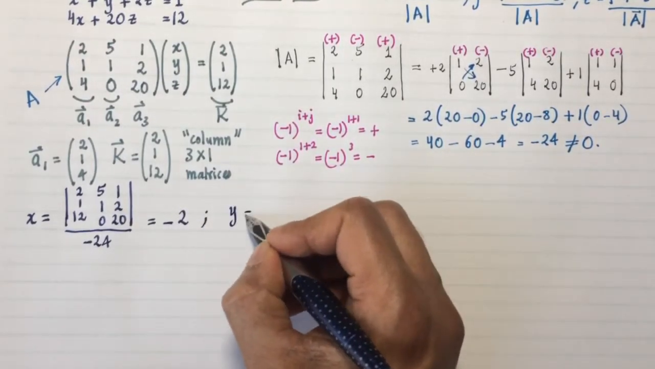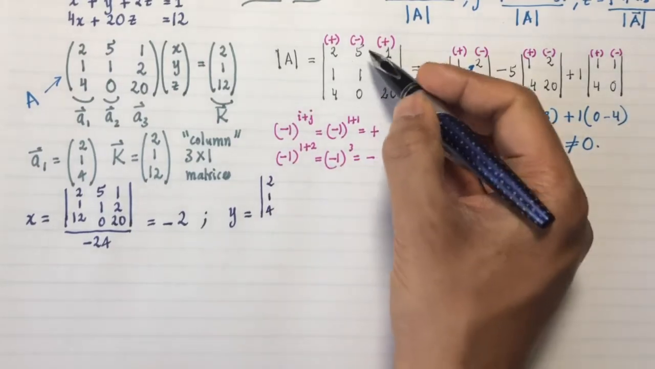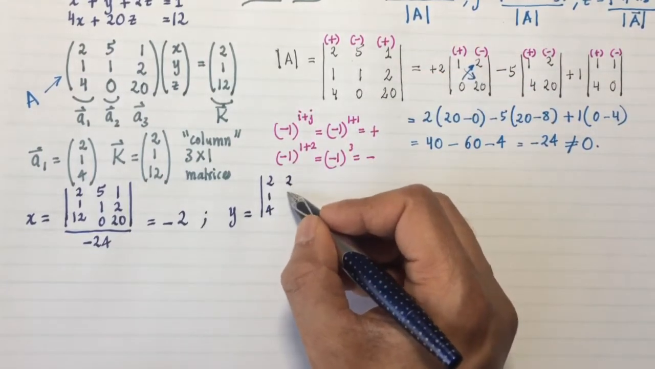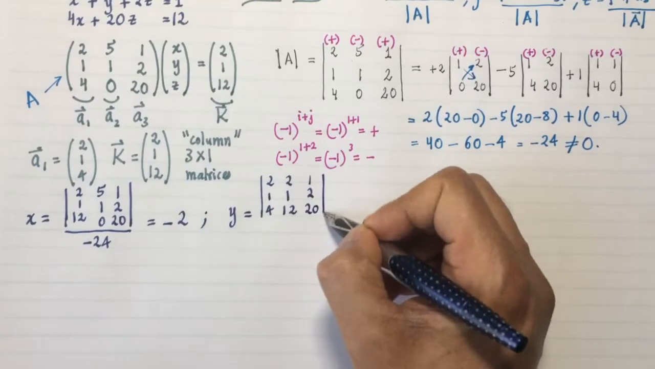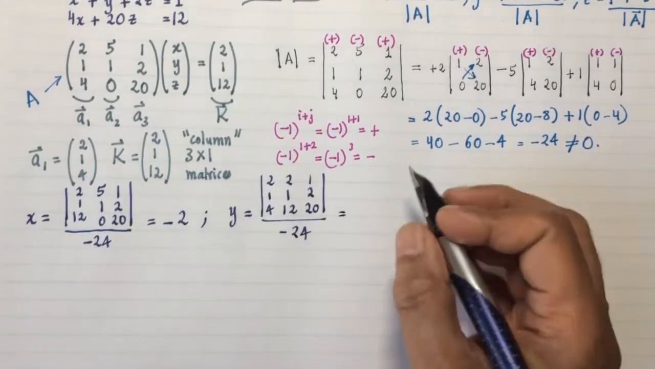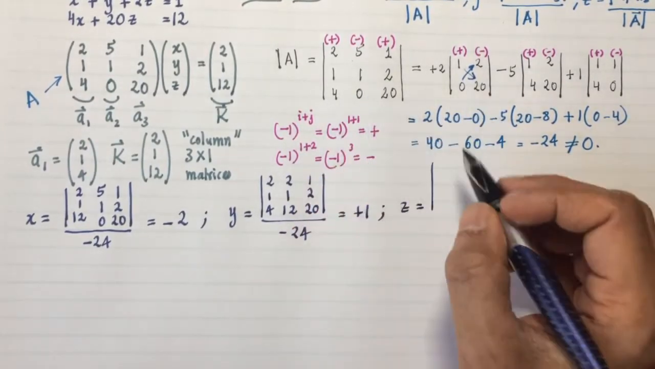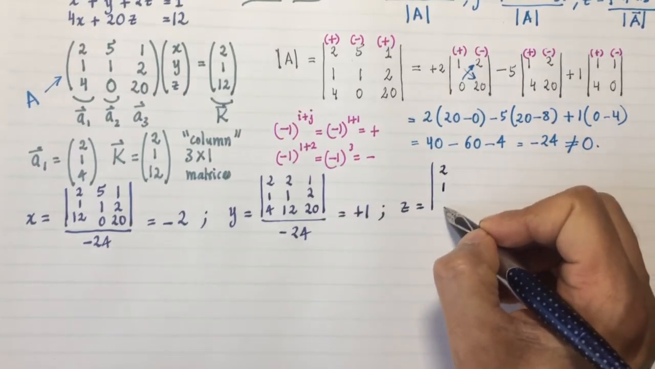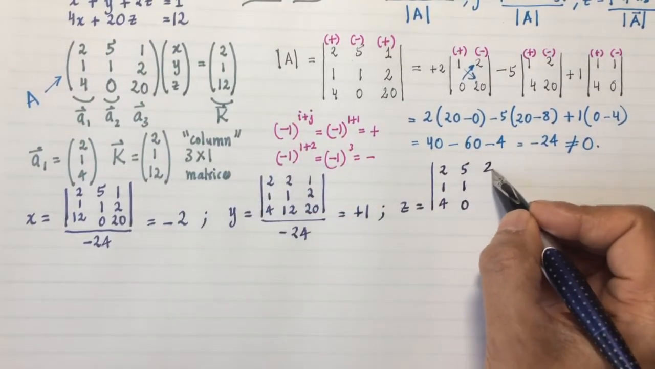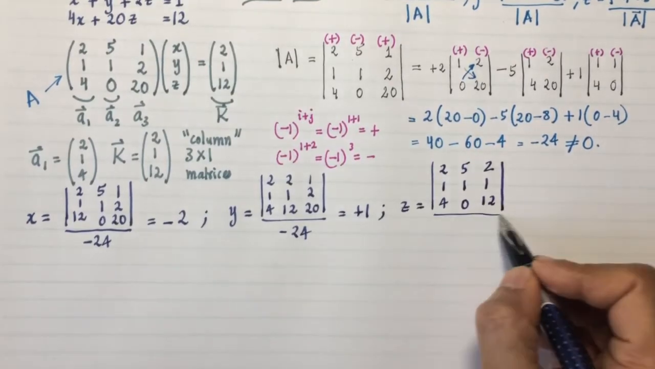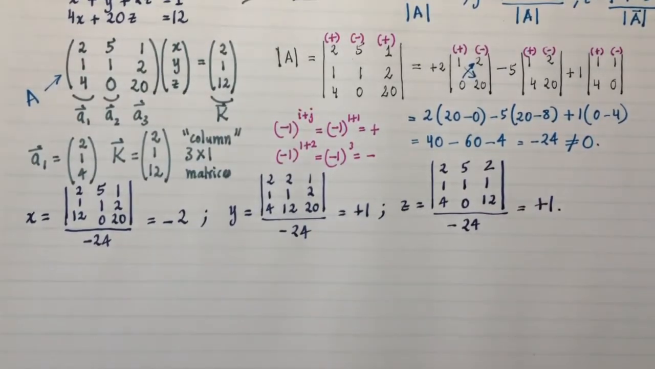That's negative 2. Y will be the determinant of, keep the first column the same, replace the second column by K, and the third one the same. This turns out to be plus 1. And the z value, well, this time you keep this and this the same, and only change the third column to the coefficient column vector, divided still by minus 24. And this, it turns out, is plus 1. So we have solved the entire system.